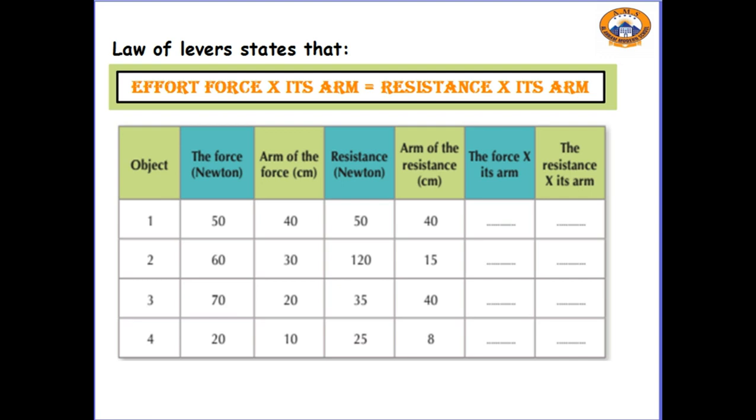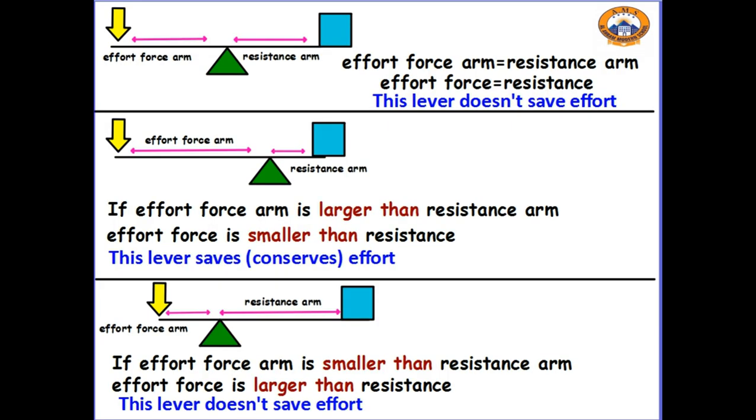We are going to talk about each class of levers and whether it saves effort or not. Let's start with the first class levers. Do you remember what are the first class levers? They are the levers that have the fulcrum in the middle between the effort force and the resistance force. We need to know if the first class levers save effort or not. Again, that depends on the length of the arms. In the first class levers, there are three cases according to the length of the arms.